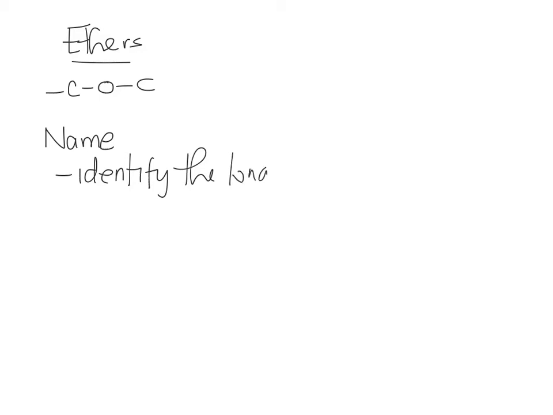Ethers. So this is a hydrocarbon derivative where you have a carbon bonded to an oxygen, bonded to another carbon. So you've got an oxygen bonded between two carbons. So to name these, you identify which side of the oxygen has the longest carbon chain. So identify the longest carbon chain. This is the parent alkane, and this becomes the root of your name.